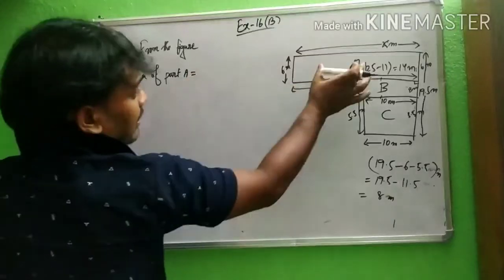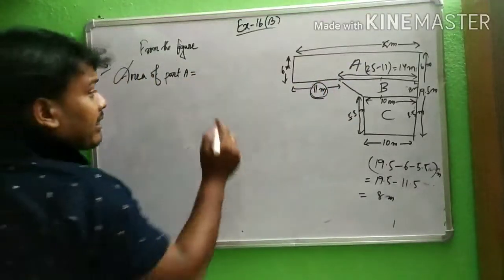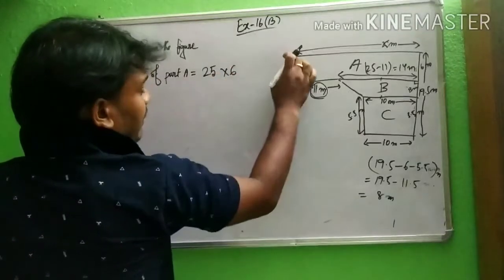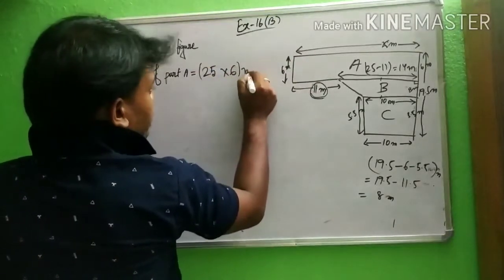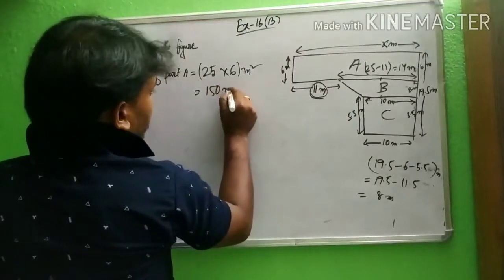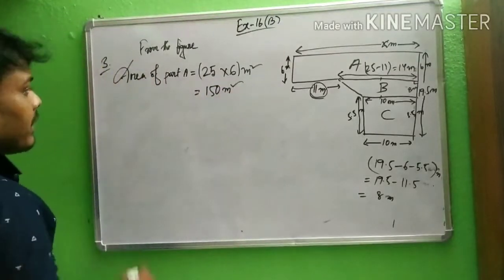Part A is a rectangle, so length into breadth. What is the length? 25 into 6, breadth 6, meter square. So it becomes 150 meter square. Okay. Area of part B.